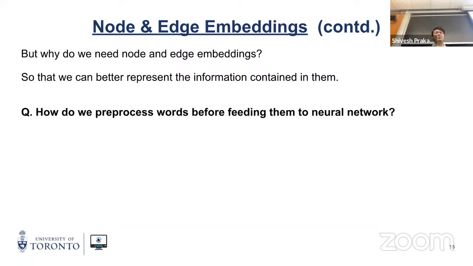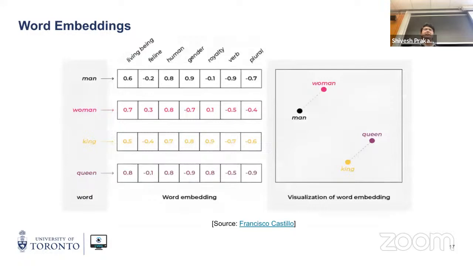So my question is, how do we pre-process words before feeding them to a neural network? This is kind of an analogy here. If you've done natural language processing, you might know the answer. Anyone know the answer? Yeah, right. The answer is word embeddings. This is a diagram of word embeddings, and you might relate this diagram to node embeddings or edge embeddings.